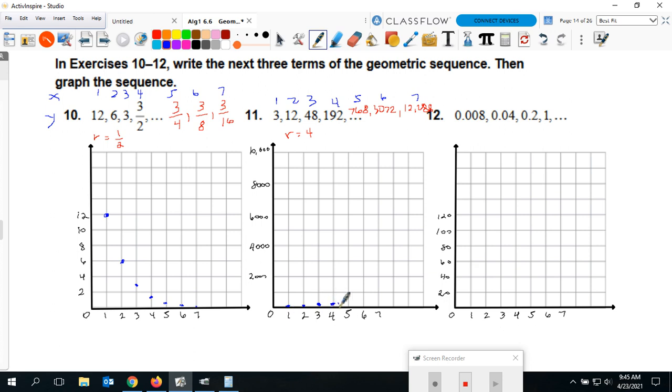Right along here, and then we start to take off a little bit. 768 is getting closer to 1,000, so we're going to put this on a little higher here. And at 6, we're at 3,000, so now it really took off. So here's 4,000, 3,000 is going to be just a little bit higher than this here.